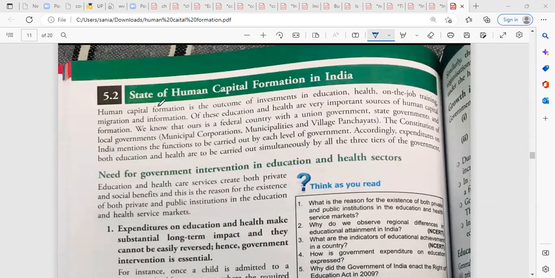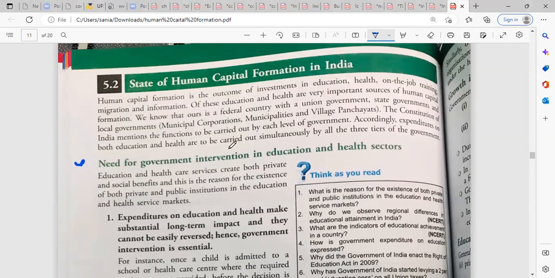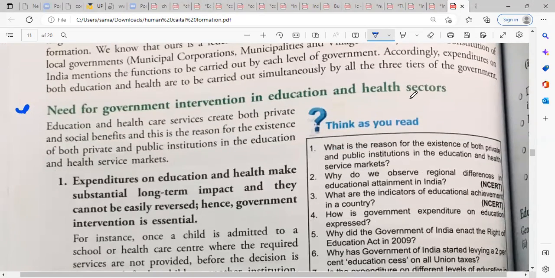Okay, so let's start with the next topic, which is the state of human capital formation in India. We are talking about India only. So in India, the first thing is the need for government intervention in education and health sector. There is a need that government should intervene in the education and health sector.